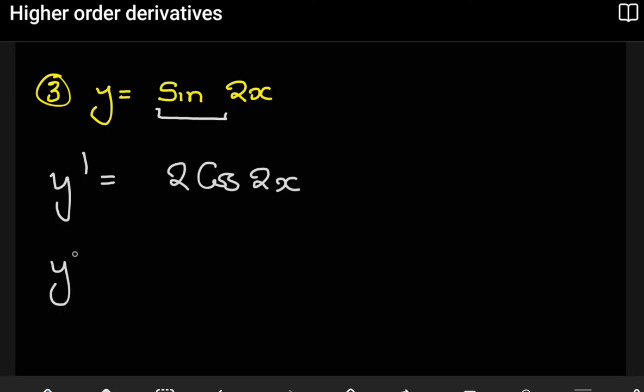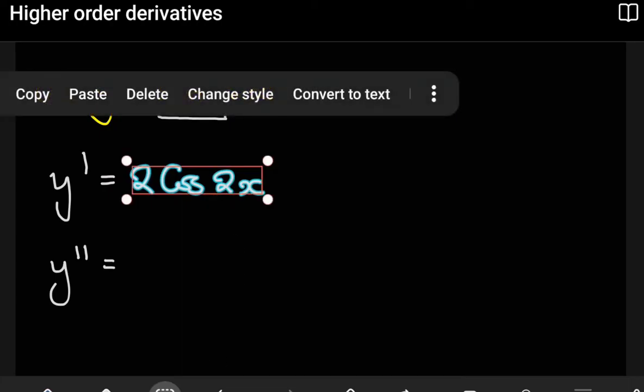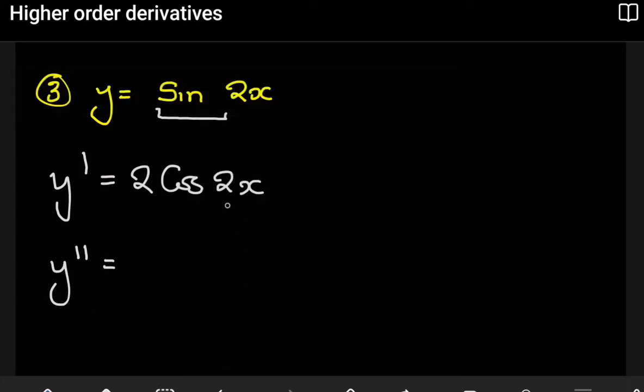For the second derivative, y double prime, again, we have this 2 here. Now we'll differentiate the cos 2x. The derivative of cos is negative sine, so we're going to have negative sine 2x. Then the derivative of the argument, again, it's 2. So we still have times 2.